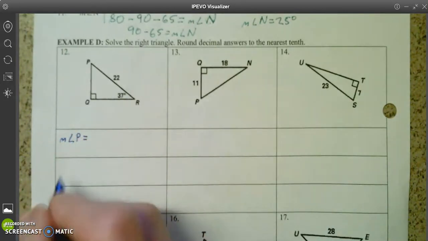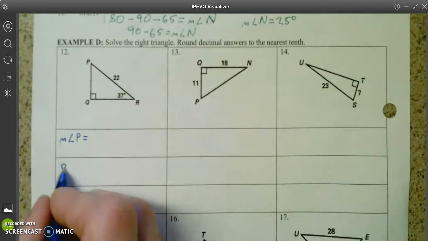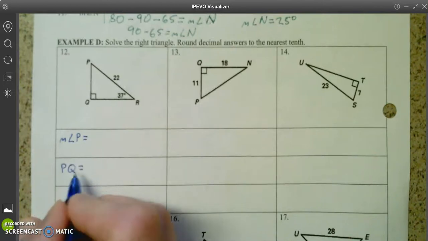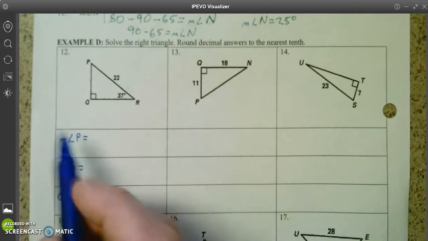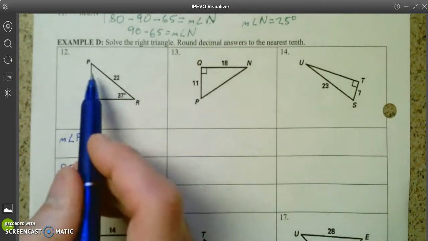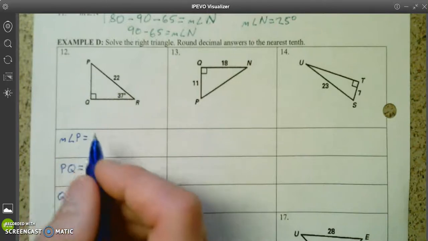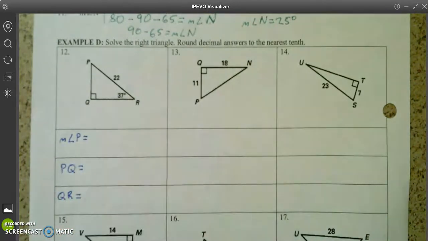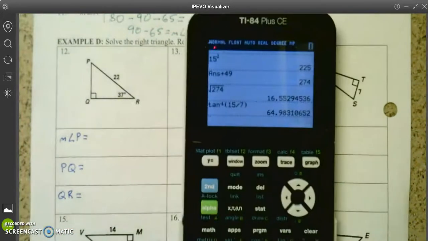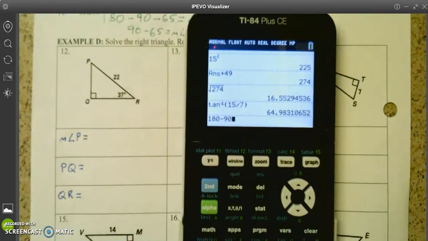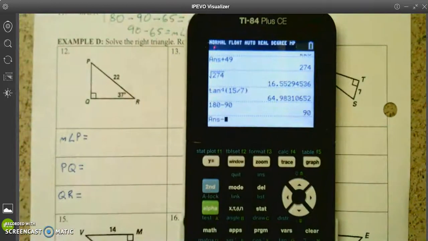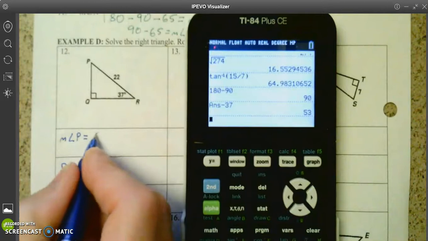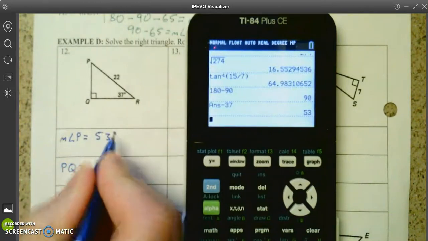We're missing the side from P to Q and the side from Q to R. I picked the measure of angle P first because that's the only missing angle measurement that we need to find. And we can get that by taking 180 minus the 90. So that's how many degrees are left between these two. And that's always the case, by the way, when we do that. And so the measure of angle P is 53 degrees.